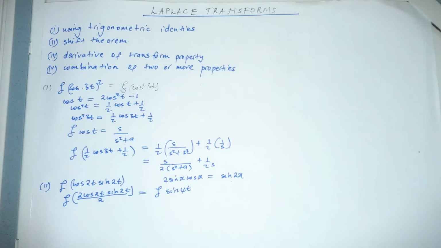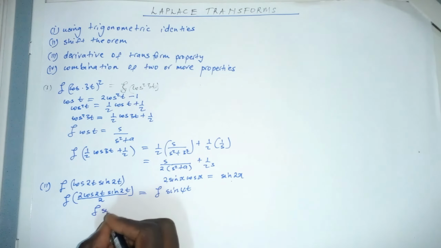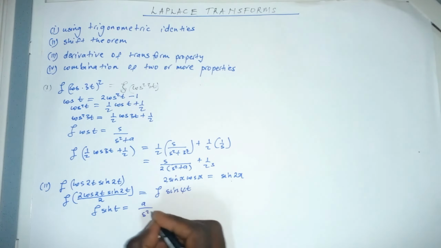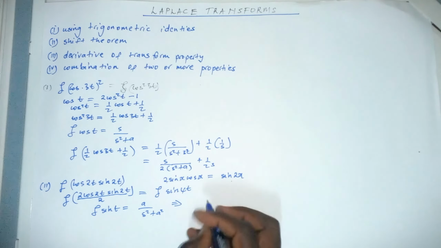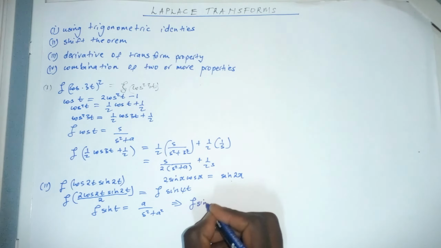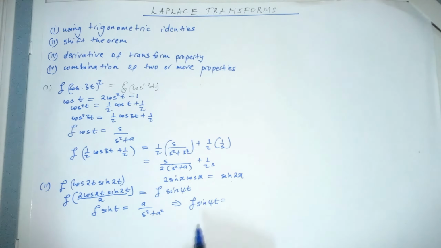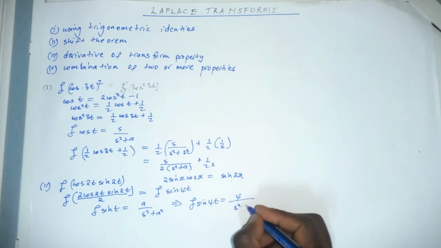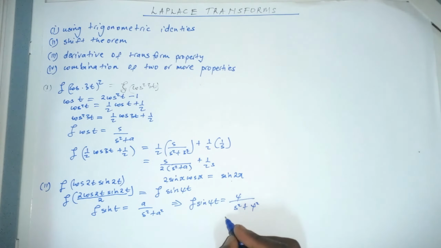Okay, and you know the Laplace transform of sine t is equal to a over s squared plus a squared. So this follows that the Laplace transform of sine 4t is equal to, for a, which is the coefficient of t, 4 over s squared plus 4 squared. So I'm going to write s squared plus 4 squared, and what is going to be the answer?